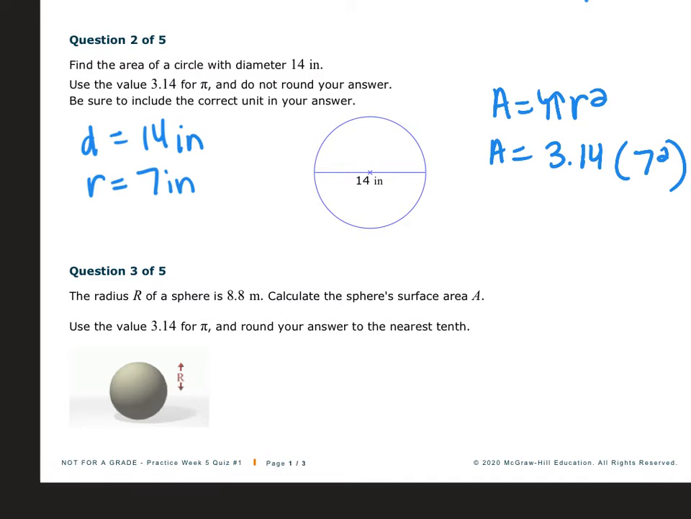Remember, when we're squaring something, or something to the second power, we are just multiplying that number times itself. So it's really going to be 3.14 times 49. When I type that into my calculator, I get 153.86 inches. And they're going to be squared this time because we are working with area.